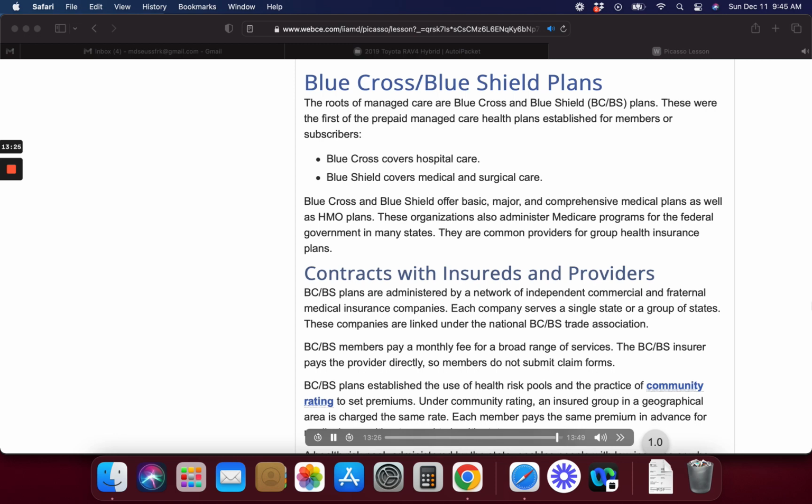A utilization review assesses the need for and appropriateness of healthcare services for members or subscribers. Utilization reviews may be prospective, current, or retrospective with respect to healthcare services or treatment.